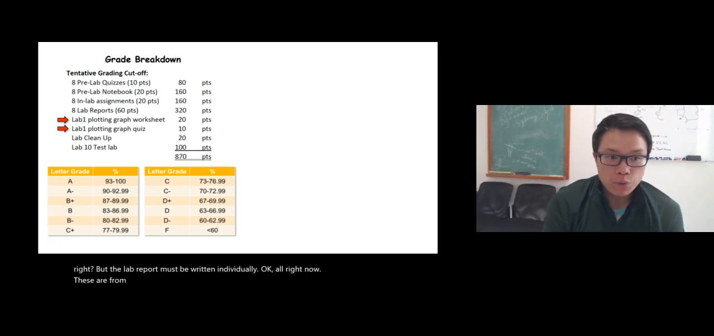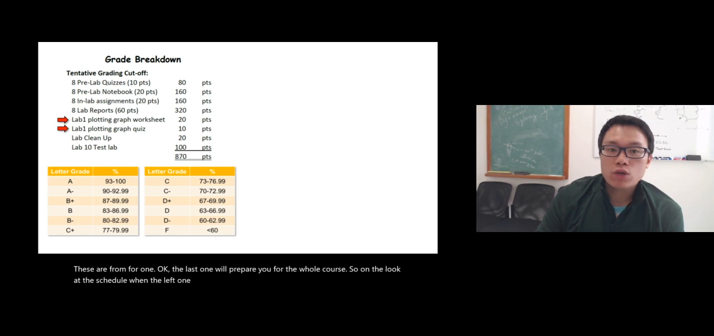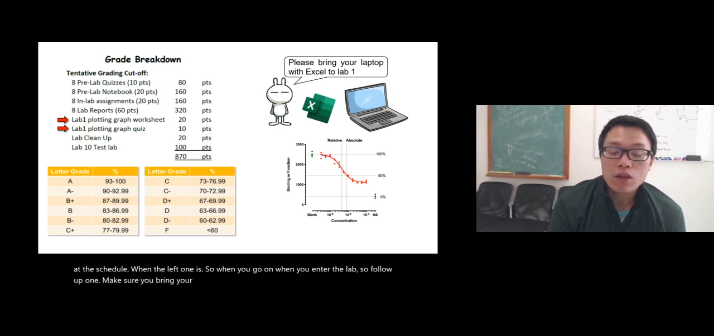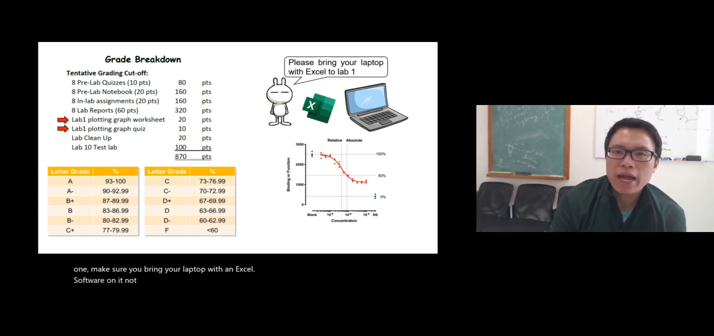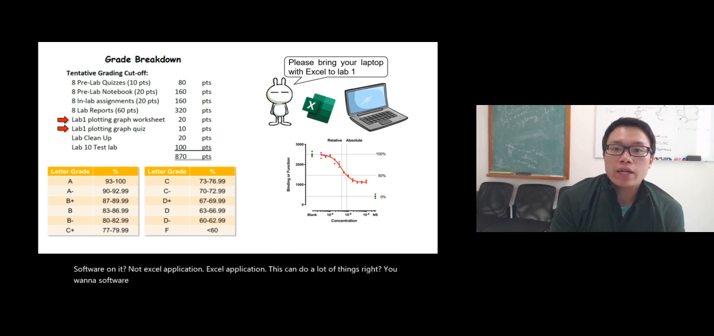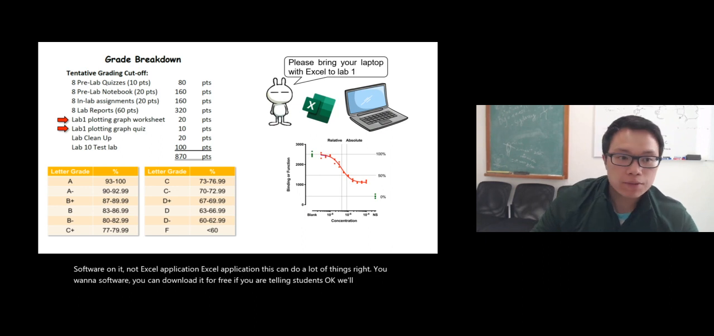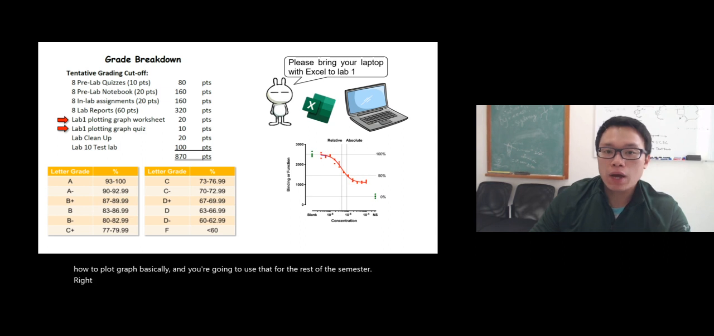Now these are for lab one. Okay, lab one will prepare you for the whole course. So look at the schedule for when lab one is. When you enter the lab for lab one, make sure you bring your laptop with the Excel software on it, not the Excel application. The Excel application can only do a lot of things. All right, if you want the software, you can download it for free if you are a Tulane student. Okay, we'll teach you how to plot graphs basically, and you're going to use that for the rest of the semester.